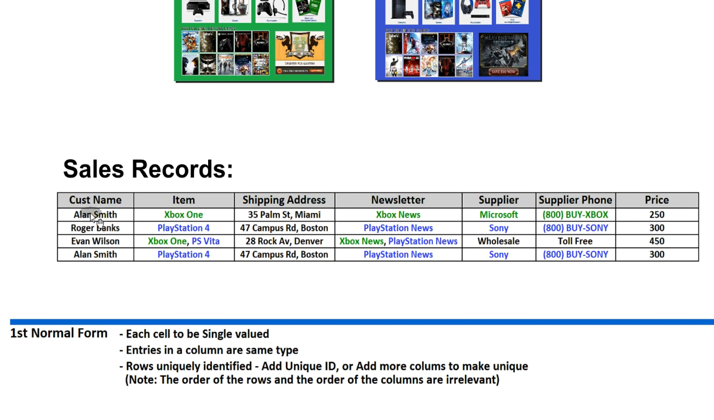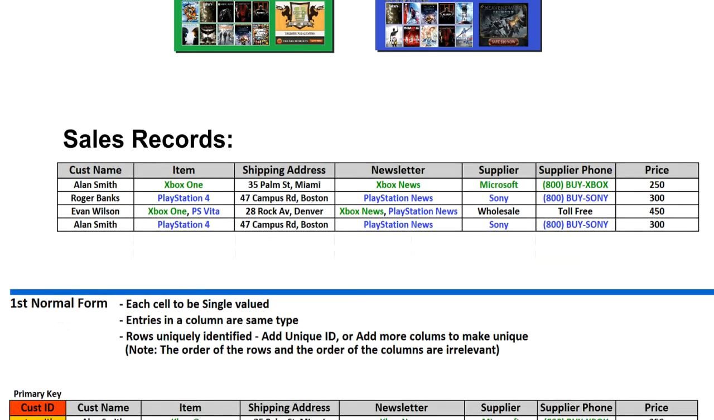So the question is, is this Alan Smith from Miami going to college in Boston, and is this the same guy, and this is now just his address? Or are they completely different people? From this table, we cannot figure that out. So those are the issues.